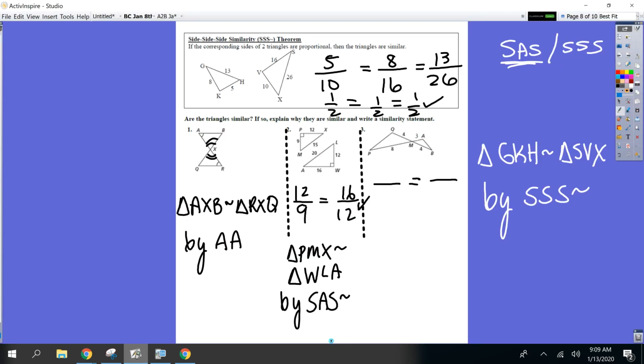2 ratios. 4 over 3 and 8 over 4. Are those the same? Same ratios? Nope. So pretty easy one here. Not similar. All good? Questions? All right, ready to set up your own ratios and solve now. Set up your own numbers and solve.